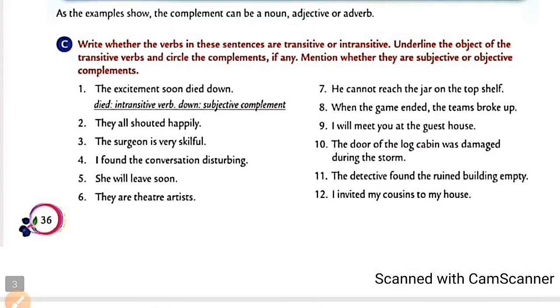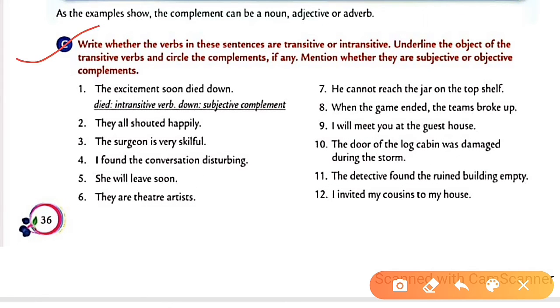Write whether the verbs in these sentences are transitive or intransitive. Underline the object of the transitive verb and circle the complements if any. Mention whether they are subjective or objective complements. First one has been done for you: the excitement soon died. Died is an intransitive verb, because after died there is no object, and it is a subjective complement, meaning the subject is more important here.